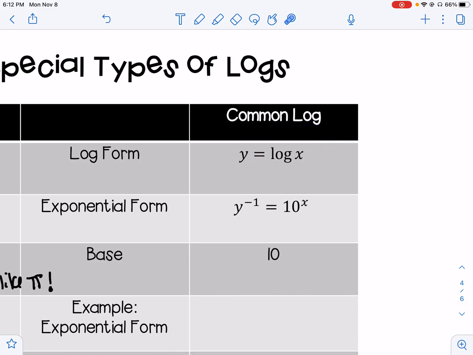The other one we have is the common log. Once again, notice there's no base written. That's because the base is really 10.